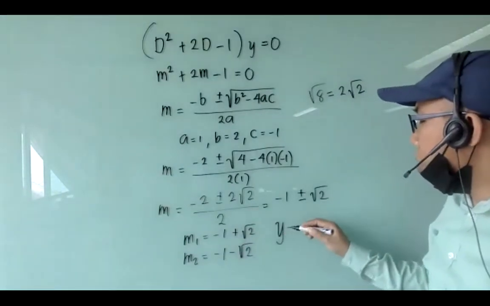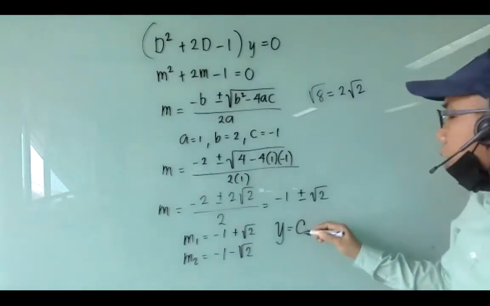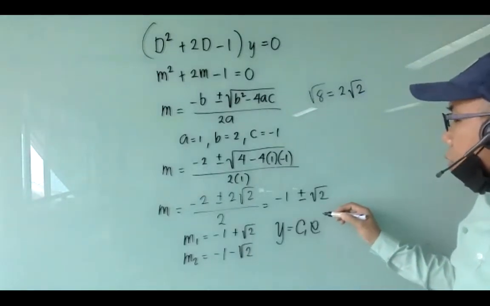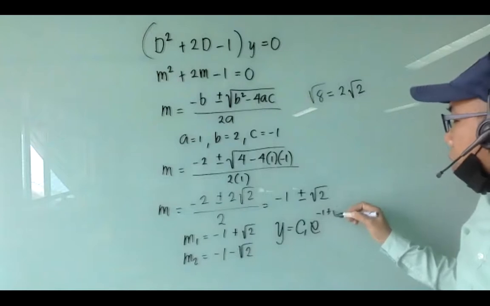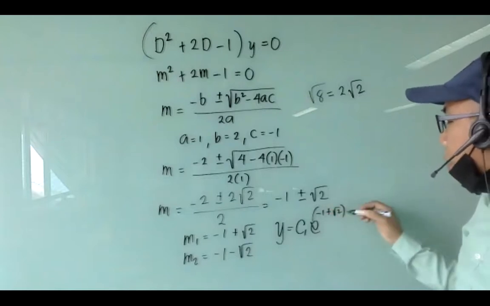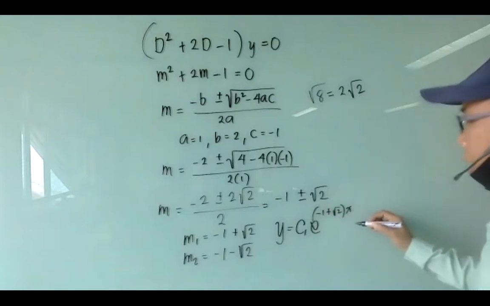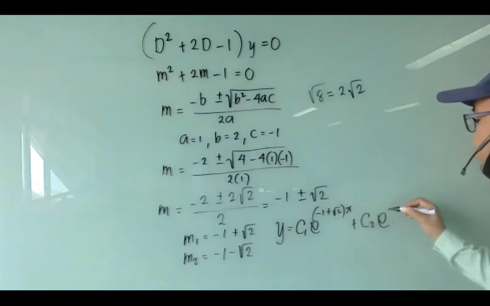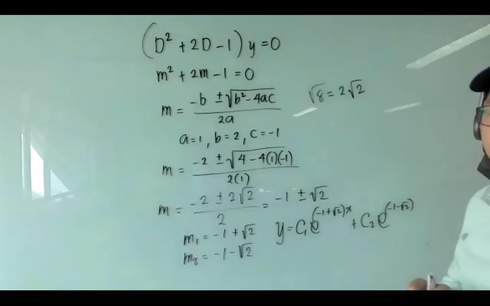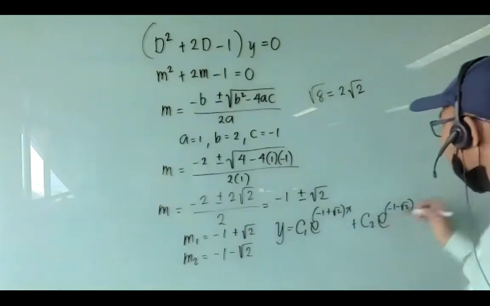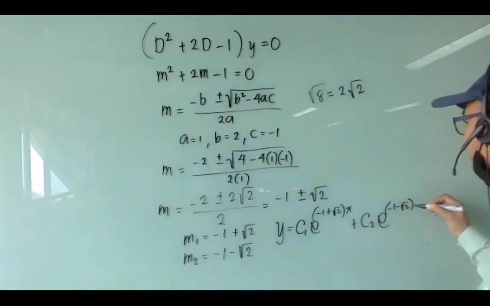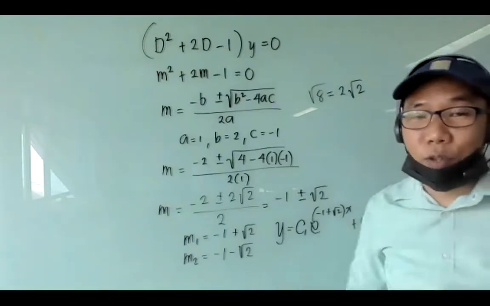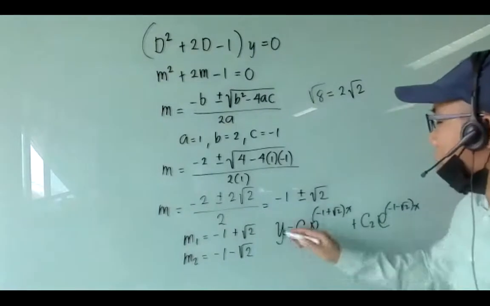Our solution will be y equals c sub 1 e raised to (negative 1 plus square root of 2) times x plus c sub 2 e raised to (negative 1 minus square root of 2) times x. Exact value, guys. Exact value siya. Pag sinabi natin exact value, syempre, walang decimal.